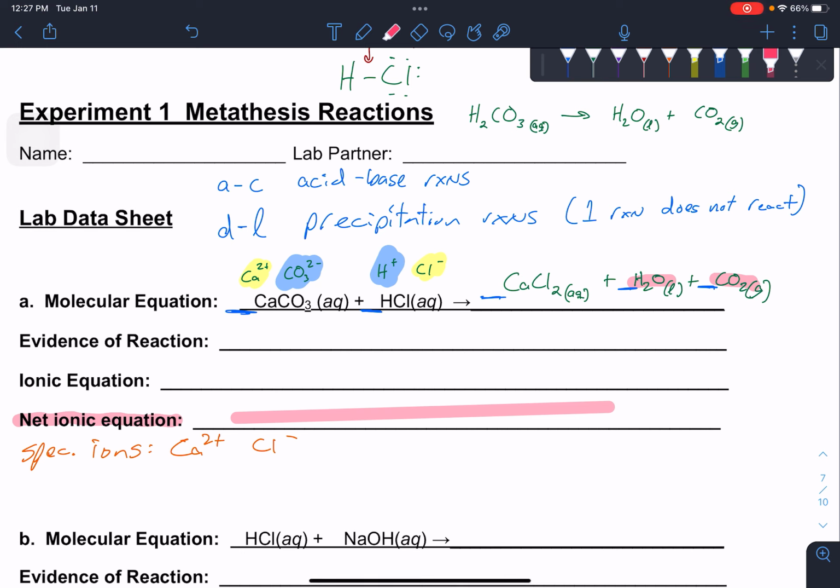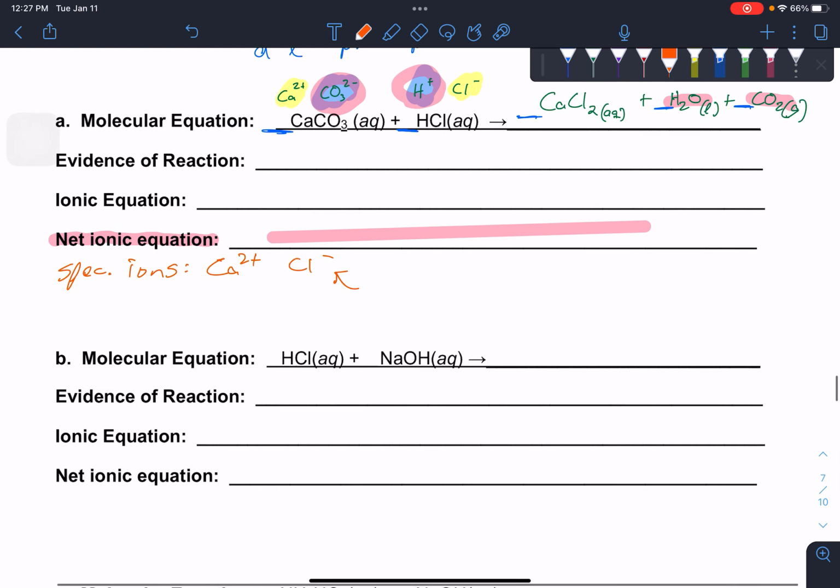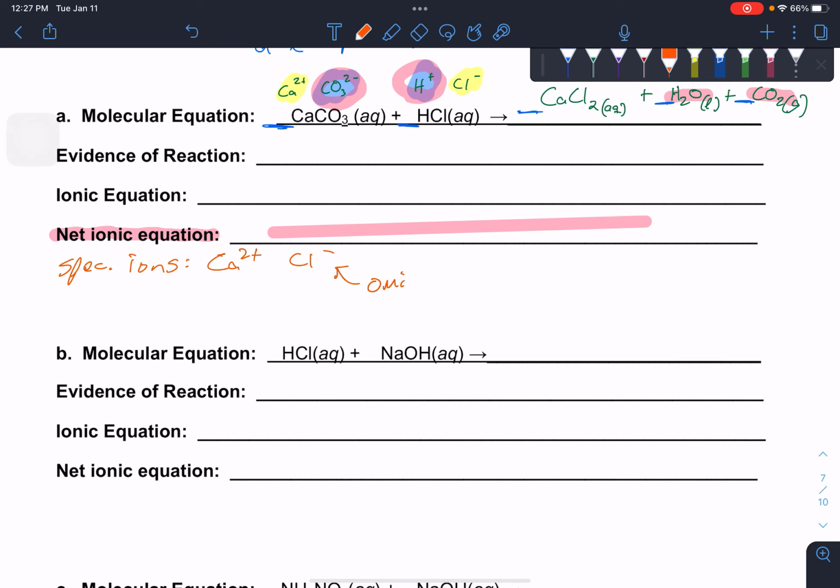Where do they come from? They came from those two. Spectator ions are omitted from the net ionic equation. So you would just write CO3 2 minus plus H plus, plus CO3 2 minus plus H plus gets you the H2O and CO2. And that's your net.